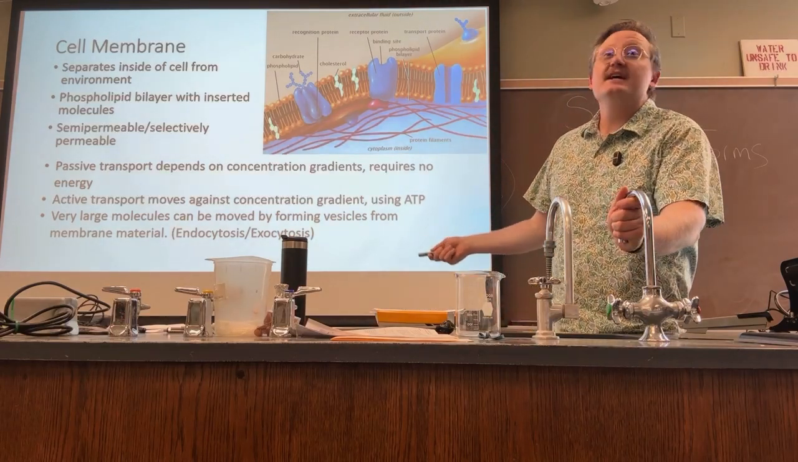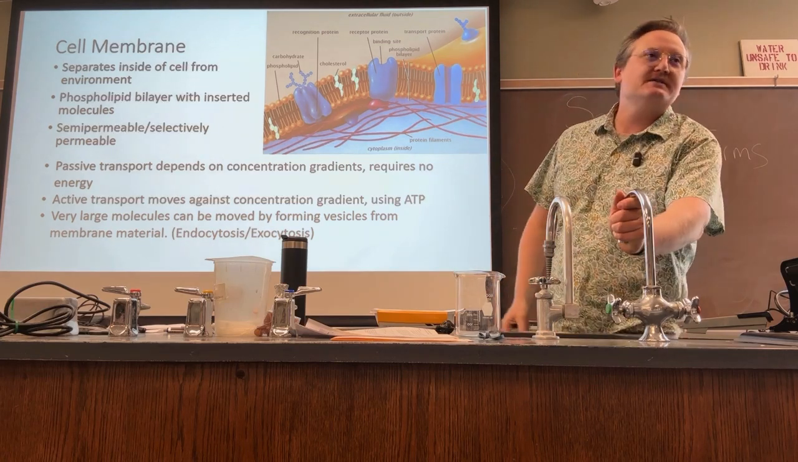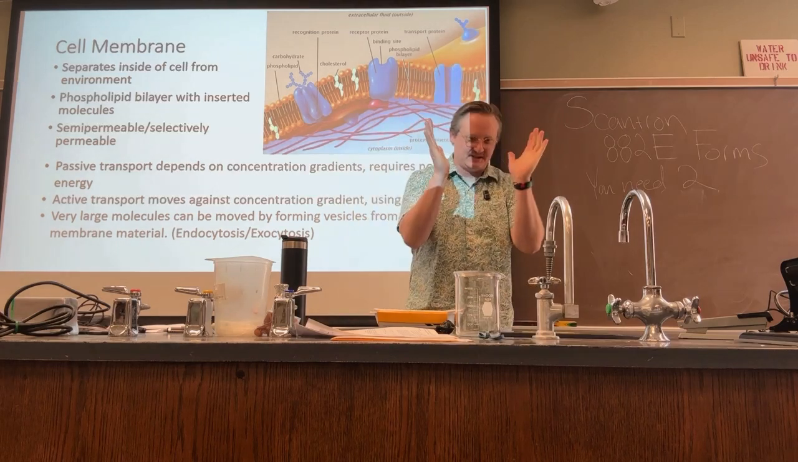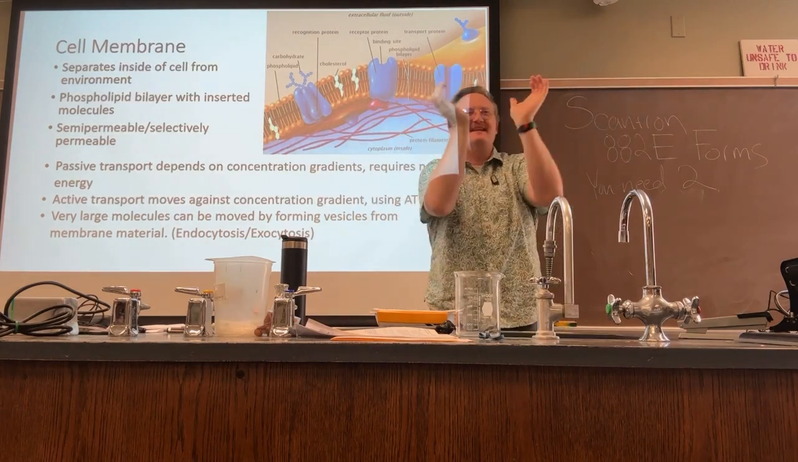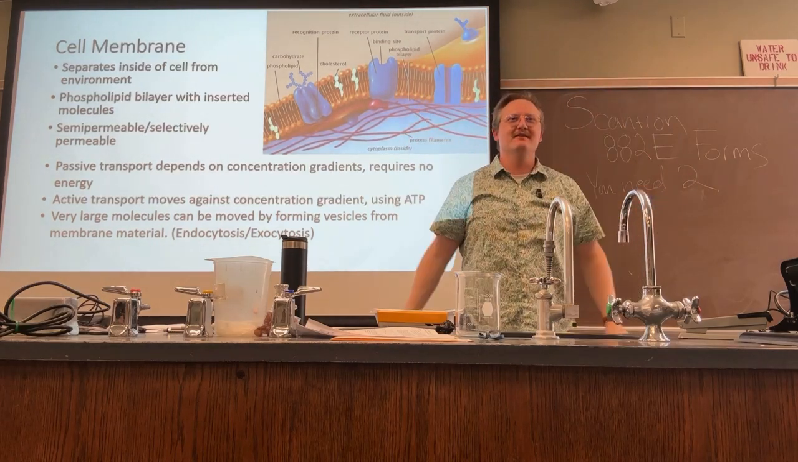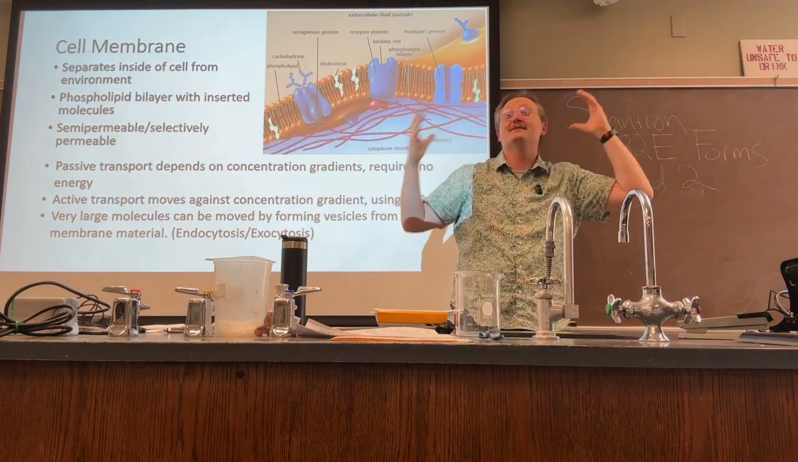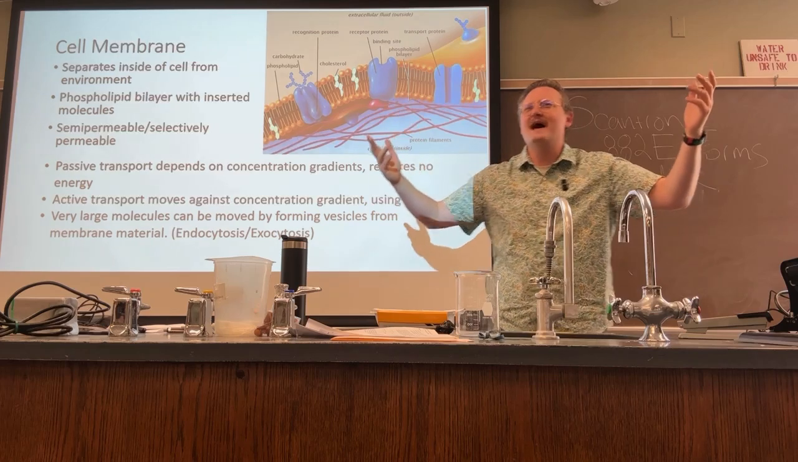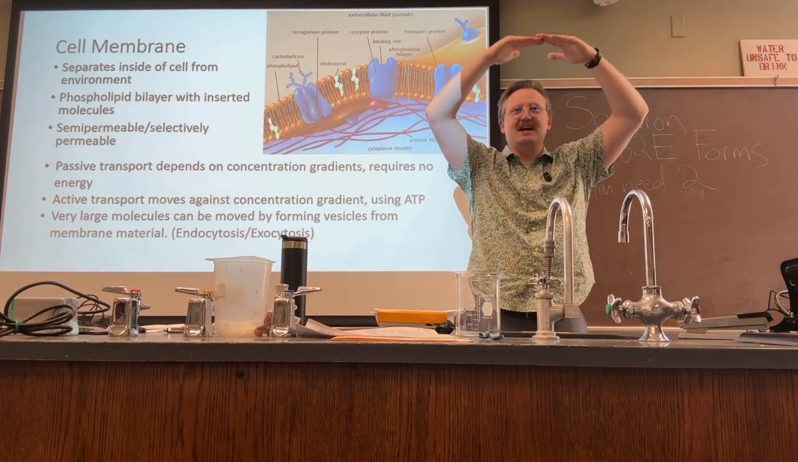Sometimes you've got to get something real big into a cell, and it's too big to move through a channel protein. How do you do it? Well, you form a little vesicle. This is always hard. I know I can do this with my hands, but I never can do it quite right. Okay, there's a membrane around me. My head is the nucleus, my head is the nuclear envelope, my brain's the genetic material. Why not? Okay, cool. Here's the cell membrane.